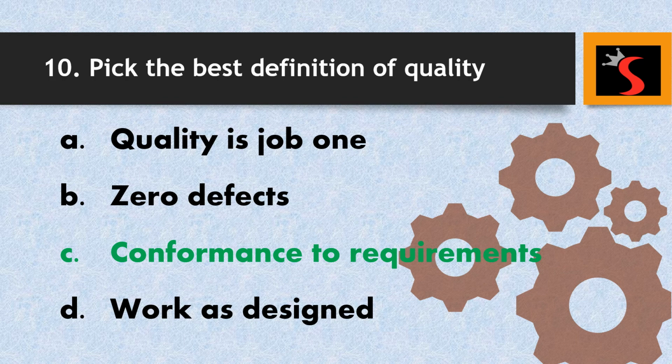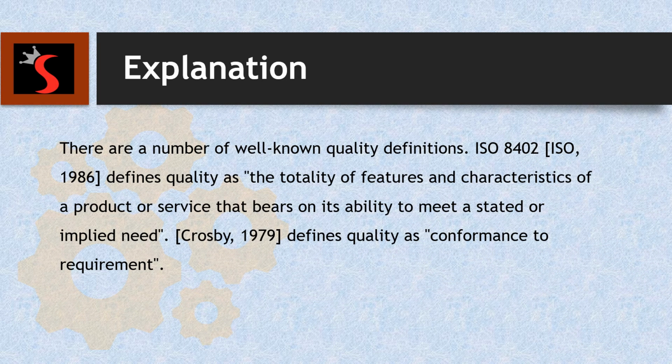Conformance to requirements. Explanation: there are a number of well-known quality definitions. ISO 8402 defines quality as the totality of features and characteristics of a product or service that bears on its ability to meet a stated or implied need. Another definition is quality as conformance to requirements.